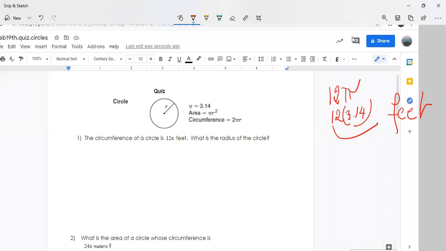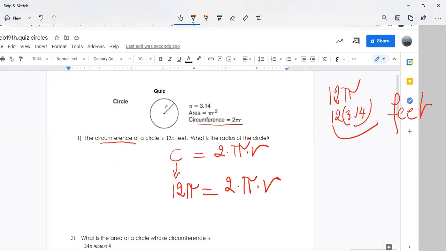Okay, so since we're talking about circumference, I'm going to use the circumference equation, which is C for circumference is equal to 2 pi r. 2 times pi times the radius. And they give us the circumference. They say the circumference is 12 pi, right? So we know what the circumference is. So we substitute here. C is 12 pi equal to 2 pi and r.